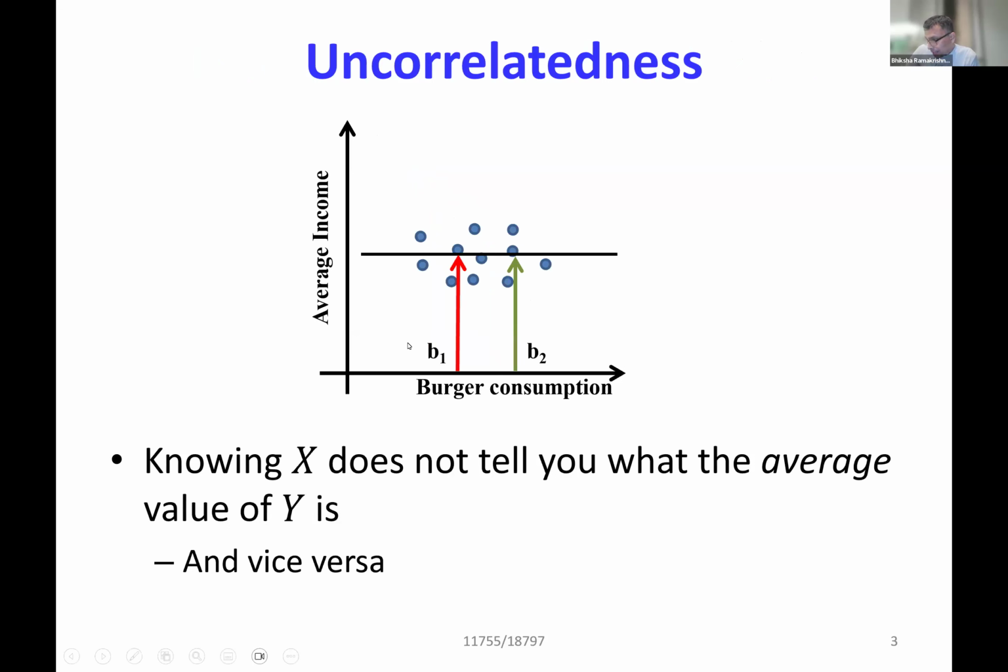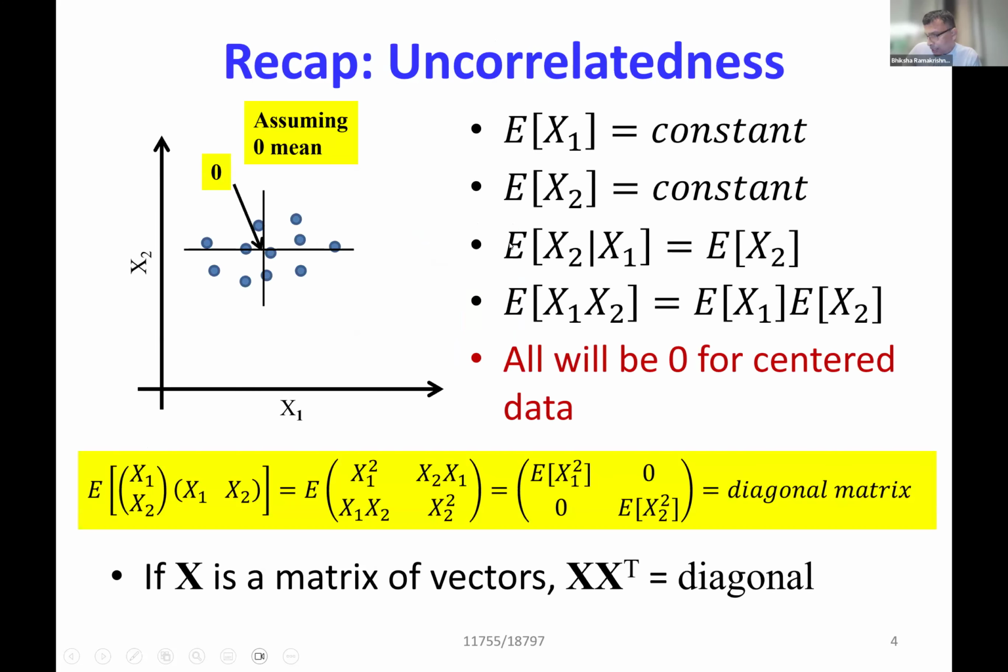If the variables are uncorrelated, then knowing x does not tell you what the average value of y is. So in this example, at both B1 and B2, the expected value of y is exactly the same. These variables are uncorrelated. And so uncorrelatedness has all of these properties.